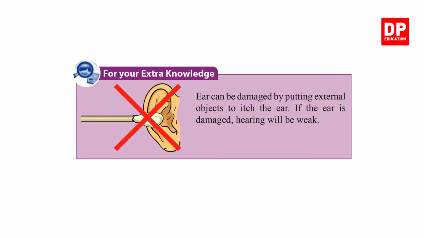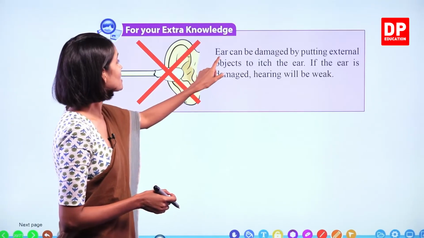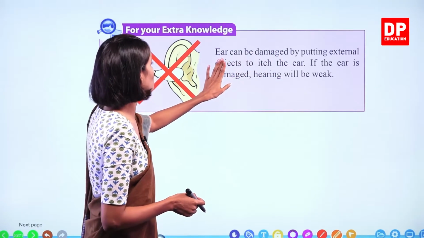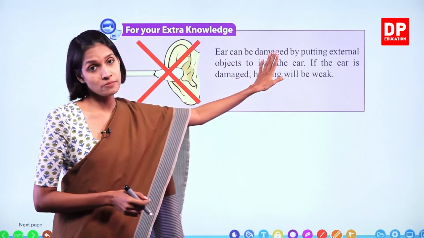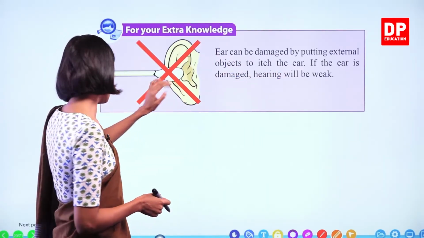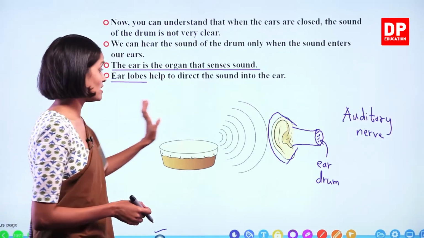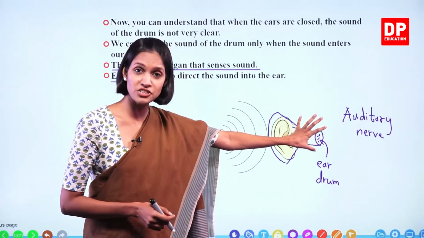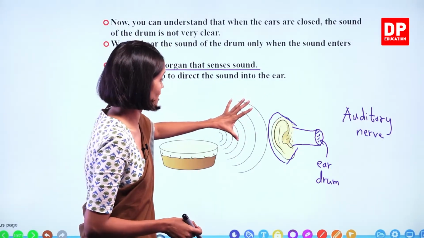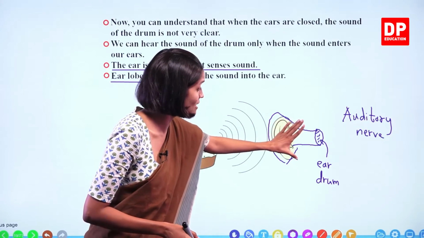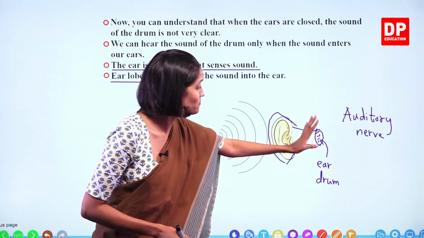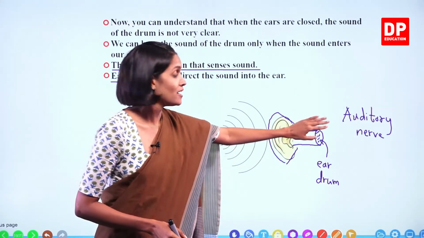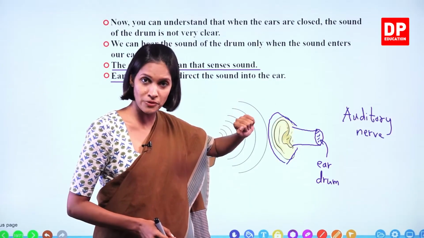Now look at this. This is for your extra knowledge, but this is very important for you all, okay? The ear can be damaged by putting external objects in to itch the ear. If the ear is damaged, hearing will be weak. As I told you, you can hear very well because of the vibration of your eardrum. Sound waves are collected by the earlobe and directed inside the ear, and inside the ear there's a structure called the eardrum, which starts to vibrate.